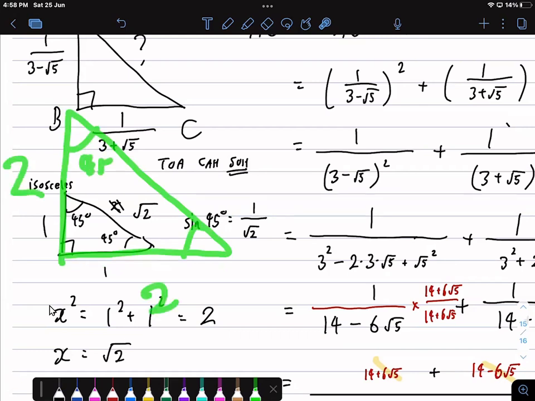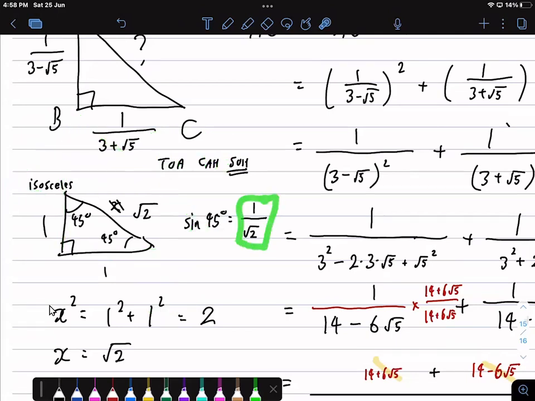If this is now 2, then this is 2 root 2. No, because it's a ratio. They'll cancel off. And anyway, you can also type sine 45 in the calculator. They'll give you the same value every time. So this is what we call the exact value of sine 45 degrees.